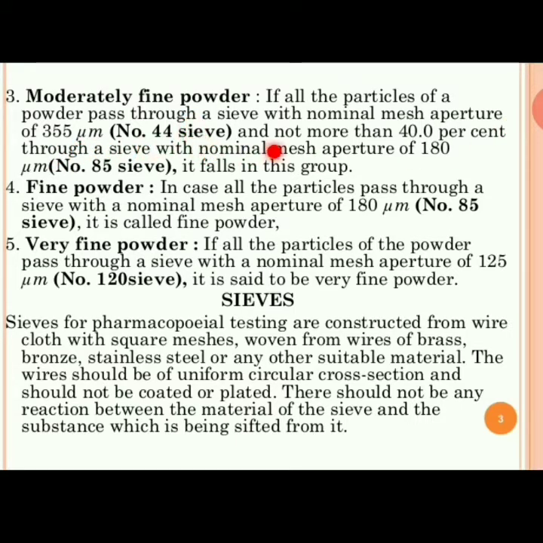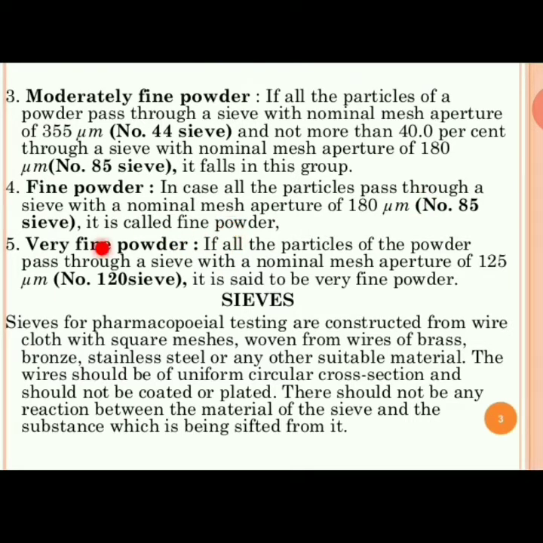Okay, and not more than 40% through a sieve with nominal mesh aperture of 180 micrometer, that is sieve number 85. It falls in this group. Then next is the fine powder. Here, in case all the particles pass through a sieve with a nominal mesh aperture of 180 micrometer and the sieve number is 85, it is called a fine powder. Means those particles pass through the 85 number sieve, which gives the proper fine powder.